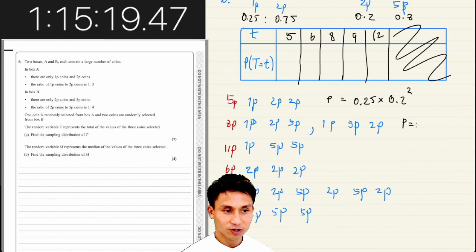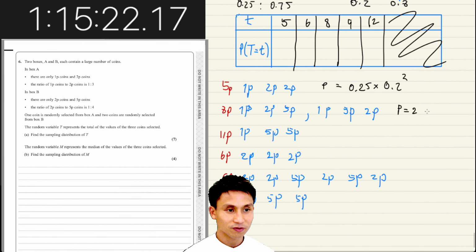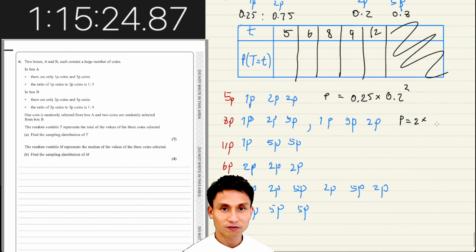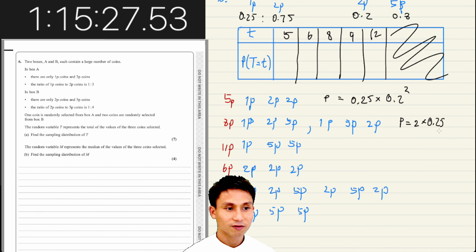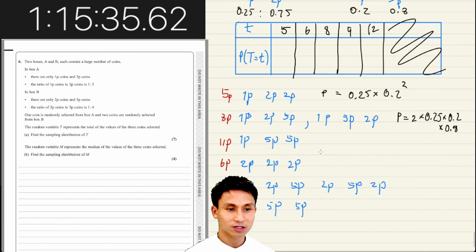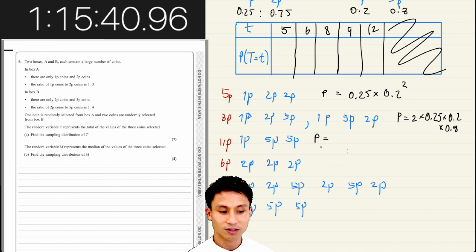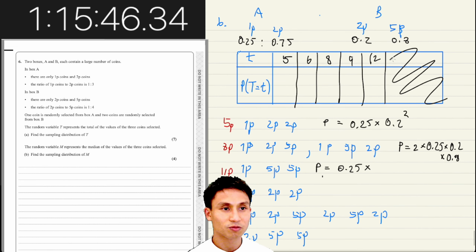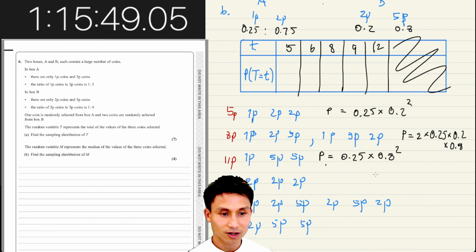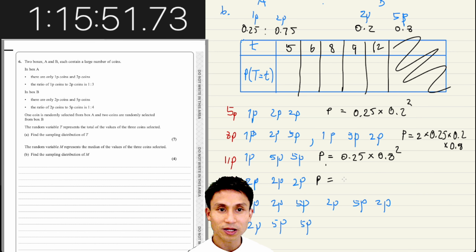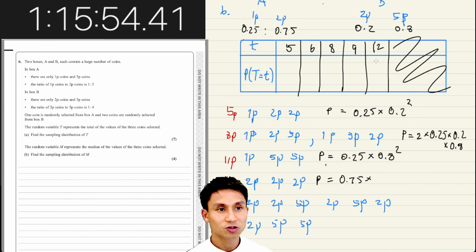The second case here, we need to multiply by 2 and only consider one of them. So that would be 2 times the 1 pence from box A, which is 0.25. 5 pence from box B, or 2 pence, is 0.2, and the other one is 0.8. Right? I'm going to do the numbers here first. So 1 pence from box A is 0.25. Both 5 pence from box B is 0.8 squared. This one, 2 pence from box A, 0.75. 2 pence both from box B is 0.2 squared.